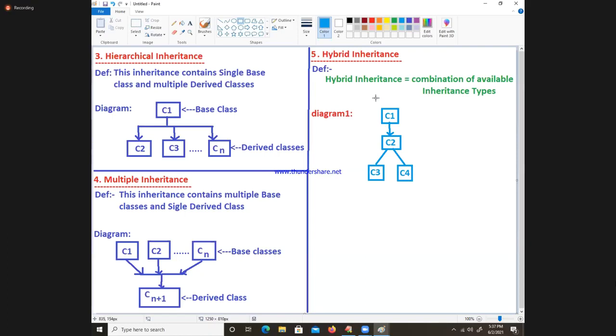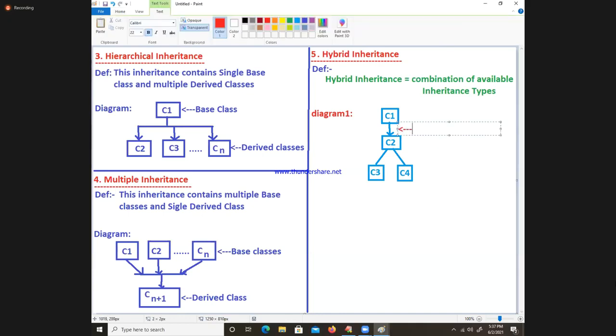I will show you another mechanism. Only this part: C1, C2, C3, C4. What is it? Multi-level. C1, C2, C3 is multi-level. A multi-level combination is also called hybrid inheritance. So you can see different levels in this diagram. Is the diagram clear? This comes under single inheritance, this comes under multi-level inheritance, and this comes under hierarchical inheritance.